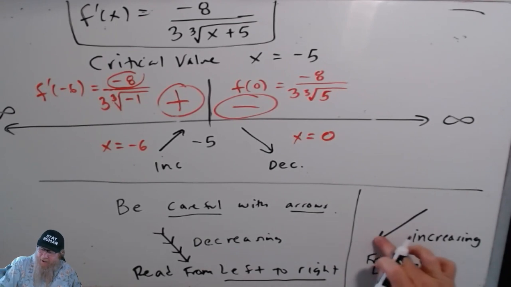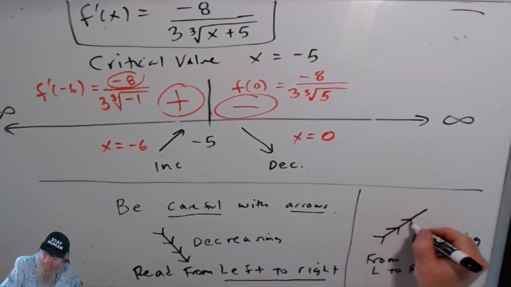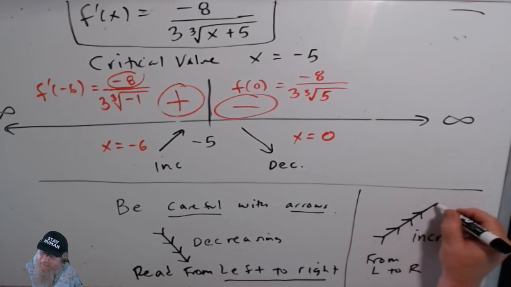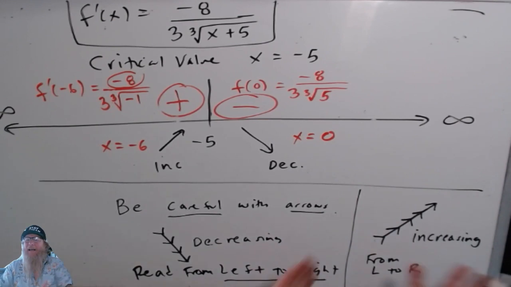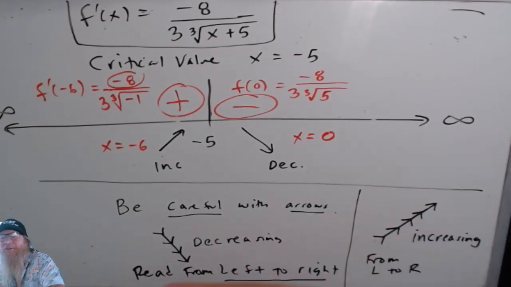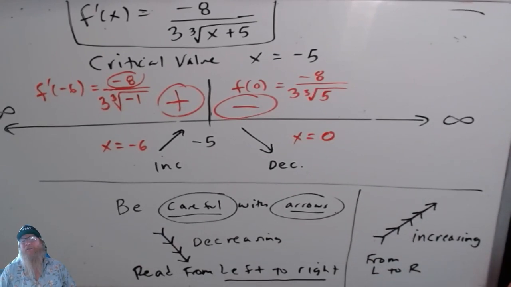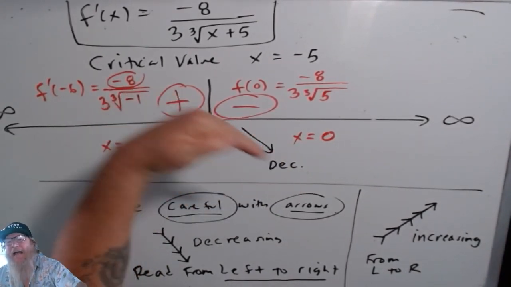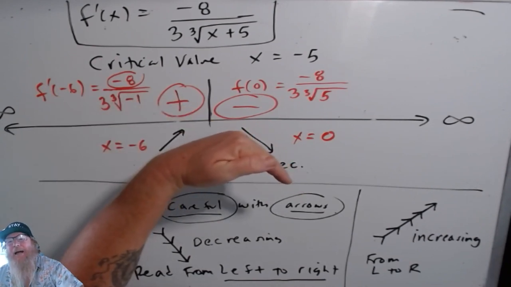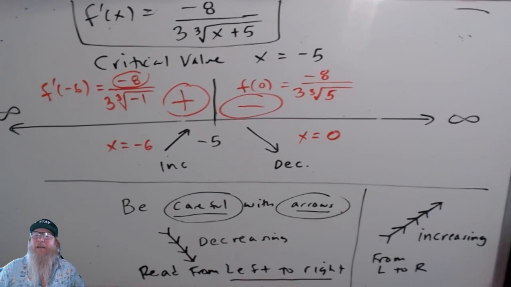So this arrow is actually going this way. Don't change the line. Yeah, the line is still going in the same direction. And doesn't it now look more like it's increasing? So you have to be really careful with arrows. So decreasing means going down as you read from left to right. Increasing means going up as you read from left to right.